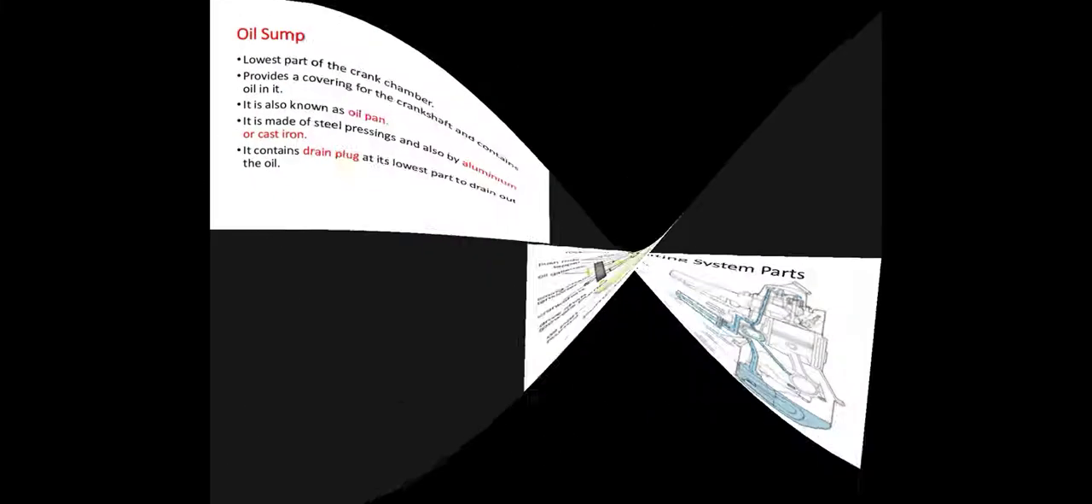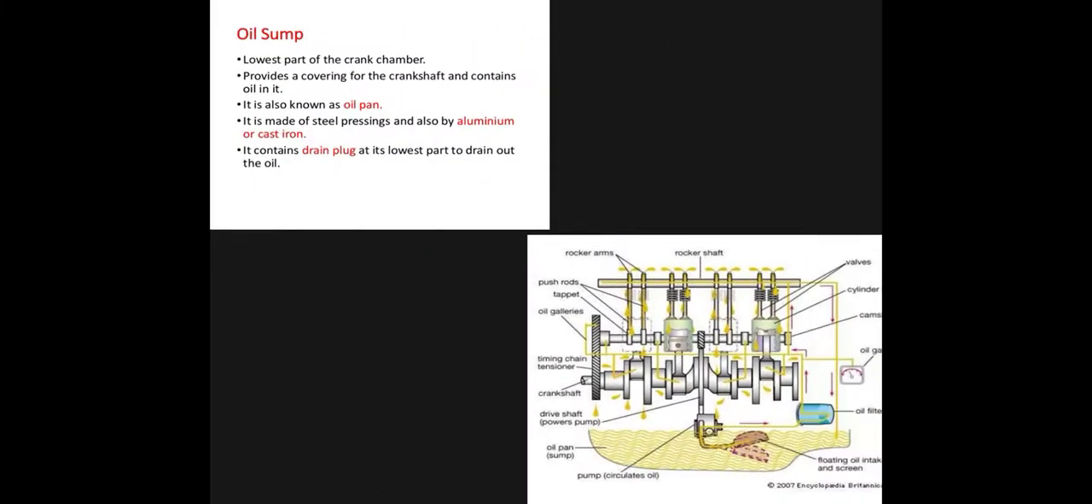So, oil sump. It is the lowest part of the crank chamber, provides a covering for the crankshaft and contains oil in it. It is also known as the oil pan. It is made of steel pressings and also of aluminum or cast iron. It contains a drain plug at its lowest part to drain out the oil.